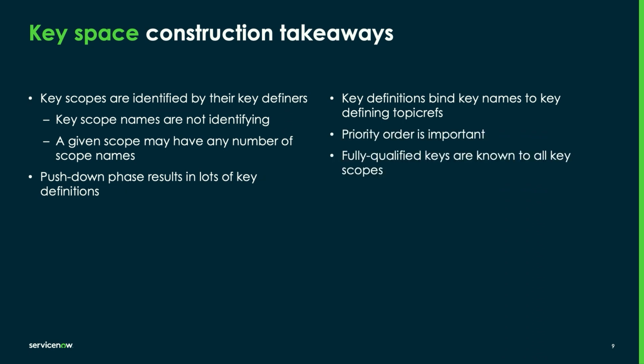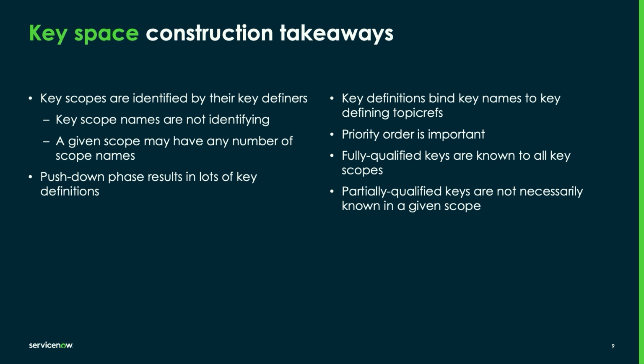Priority is important, yes. The other thing is that fully qualified keys are known to all key scopes, because after I pull everything up and I push everything down, everything gets into the root space. I pull everything up into the root key space, and then when I push that down, I'm pushing everything down into all the descendant key spaces.